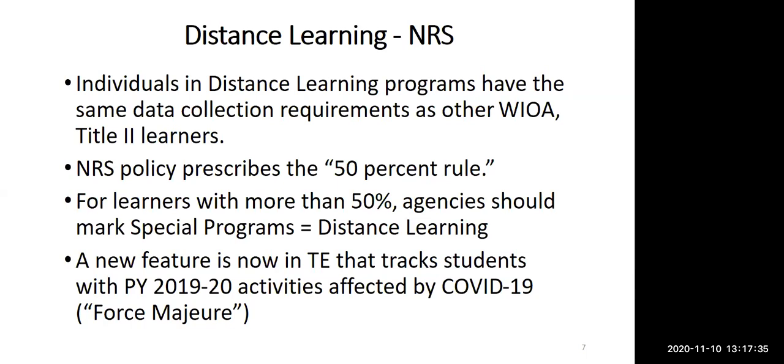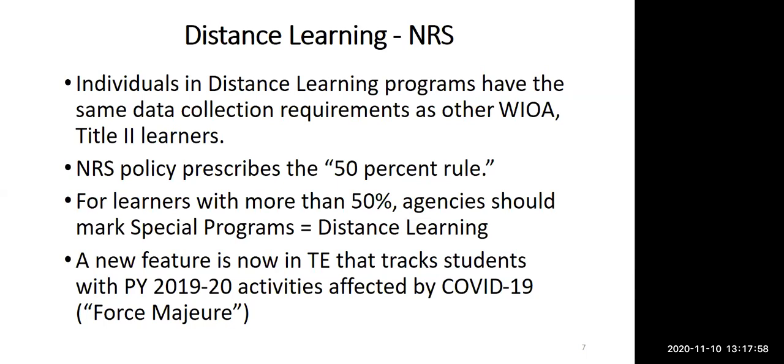They didn't really want to count everybody that was just doing 10, 15, 20%. They really intended that to be just for the people who were doing all distance learning, or at least mostly distance learning. So they came up with the 50% rule. They kept it simple. More than 50% means they are distance learning. Less than 50% means they're not distance learning.